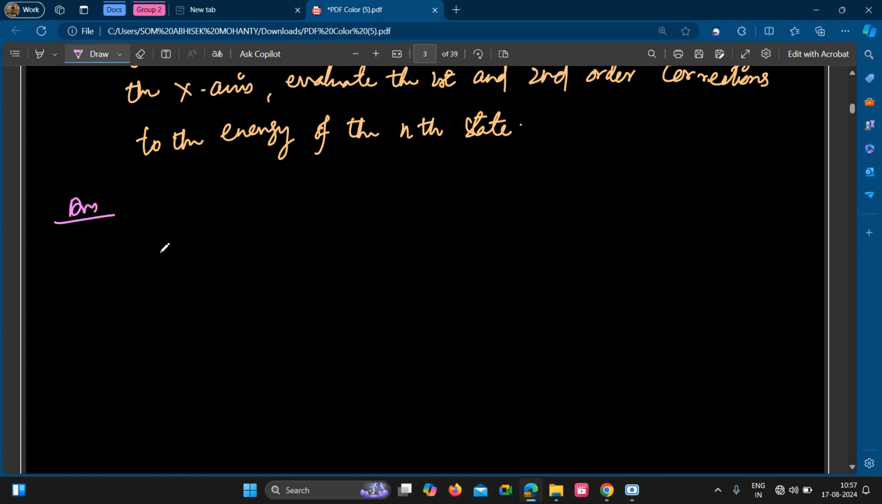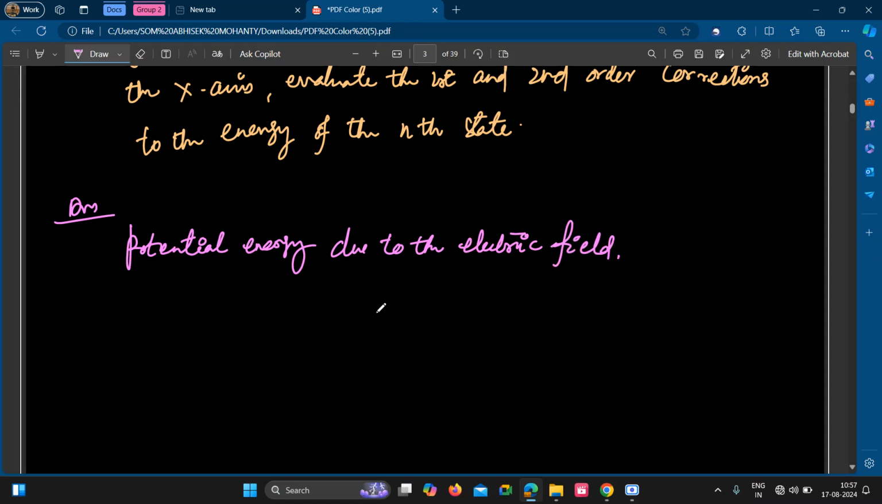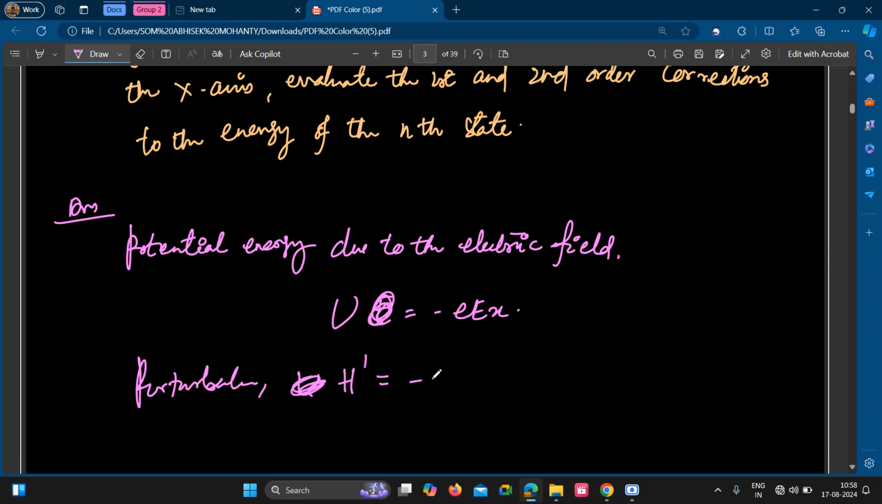First of all we need to have the perturbation, right? Otherwise how will we calculate the first and second order corrections? First of all, what is the potential energy due to the electric field? The potential energy U is equal to minus eEx. So this is your perturbation. The perturbation H dash is equal to minus eEx.